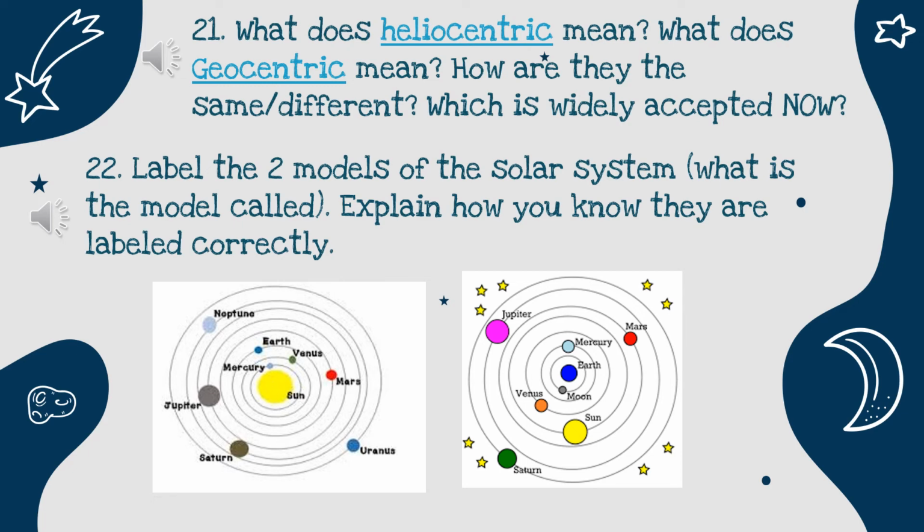The first model shows the heliocentric model of our solar system. I know that it's labeled correctly because the sun is in the center and all the planets and moons are revolving around the sun. The second is the geocentric model, and I know that it's labeled correctly because the Earth is the center of the solar system and all the planets, the sun, stars, and moons are revolving around the Earth.